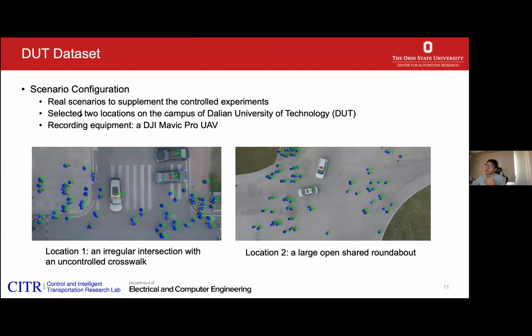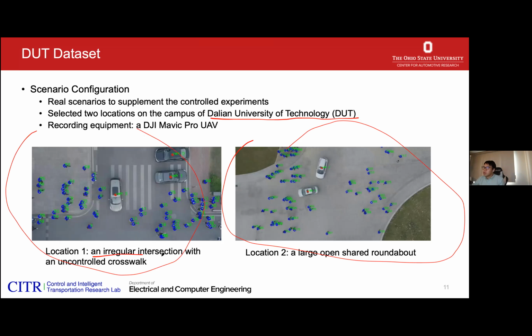For the second dataset, the DUT dataset, since these are real scenarios, we have selected two locations on a campus, and the campus is the campus of Dalian University of Technology. So that's why this dataset is called the DUT dataset. Similarly, we applied UAV as a recording equipment, and the locations we have selected are illustrated in these two figures. The first location is an irregular intersection with an uncontrolled crosswalk, and the second location is a large open shared roundabout.